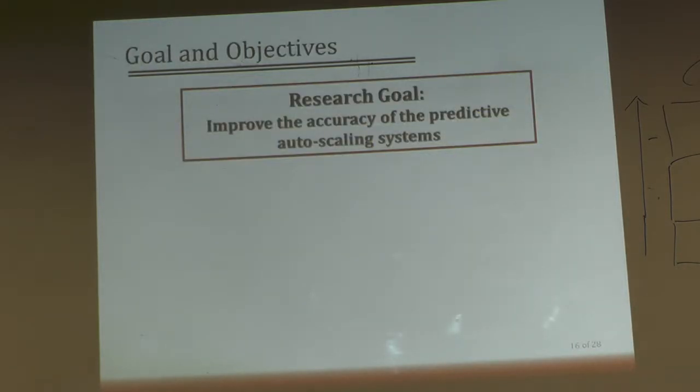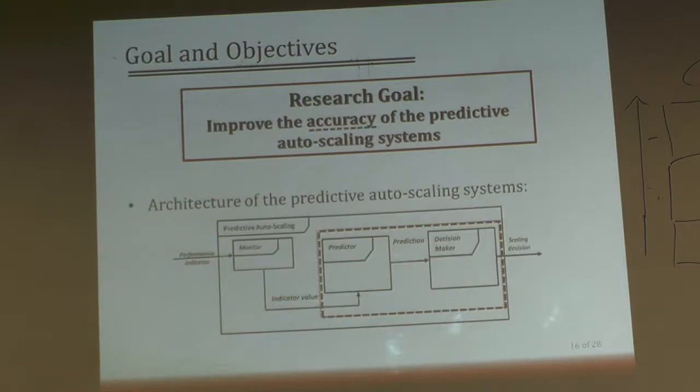So we set up a goal for our research. The goal is to improve the accuracy of the predictive auto-scaling system. Okay? That's our goal, to improve the accuracy of the predictive auto-scaling system. In order to do this, we need to set up an architecture. Okay? An architecture of a typical predictive auto-scaling system consists of 3 things.